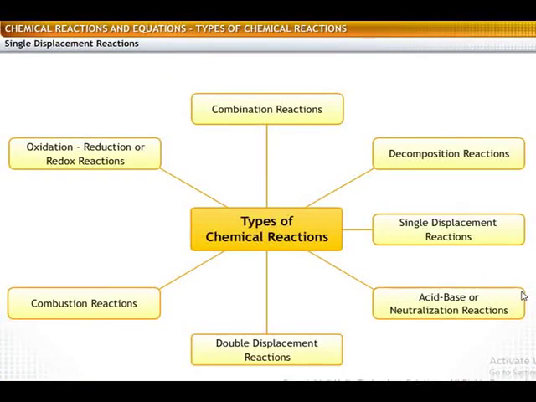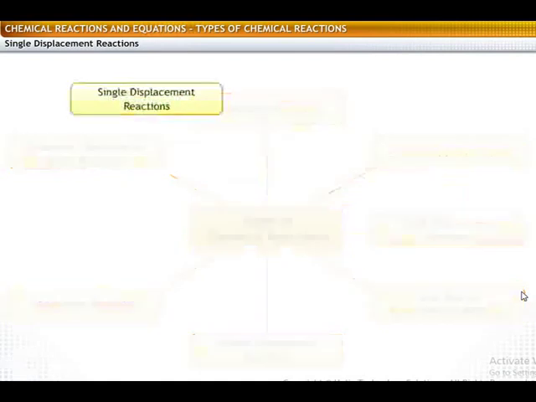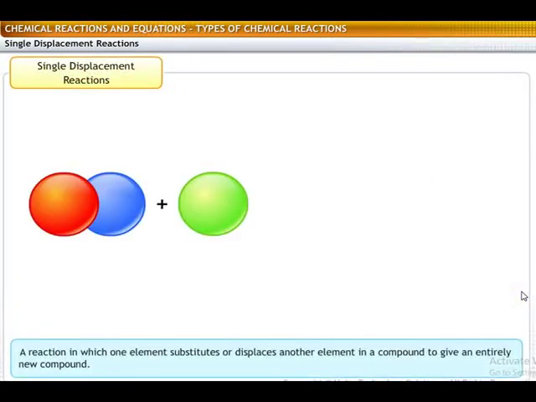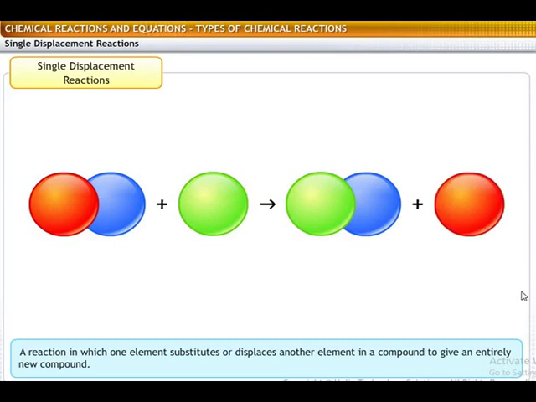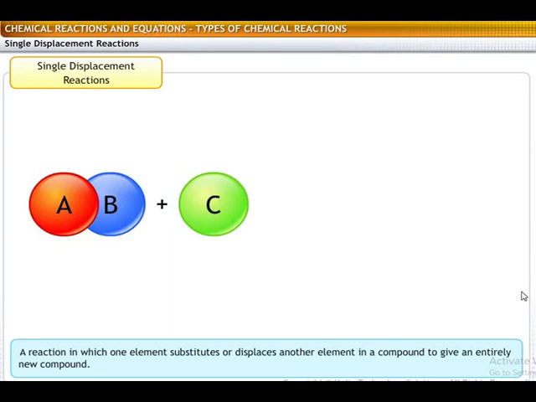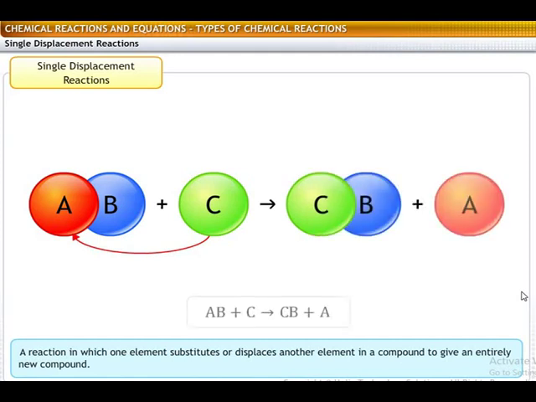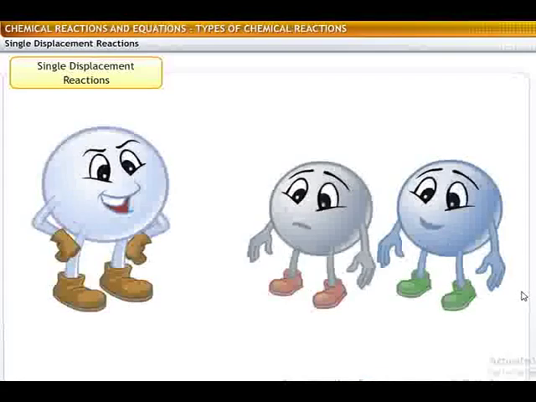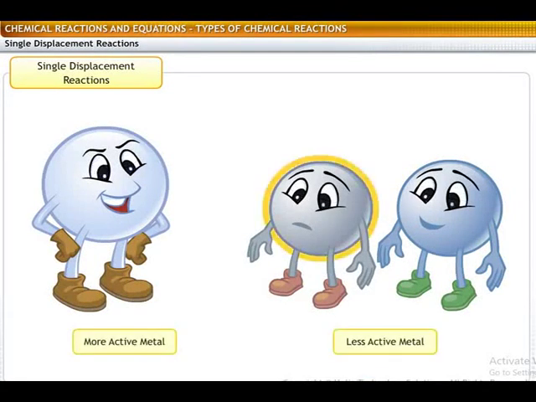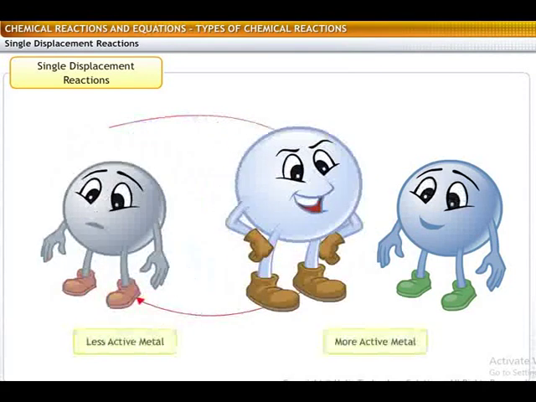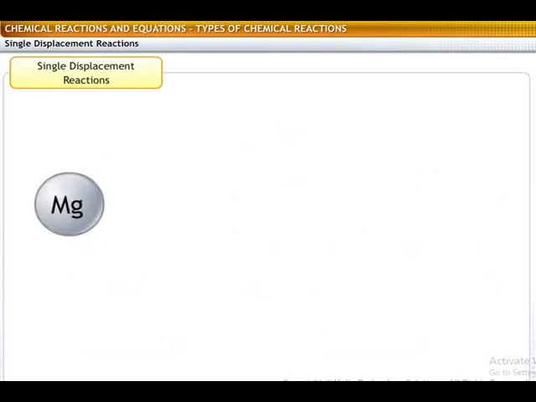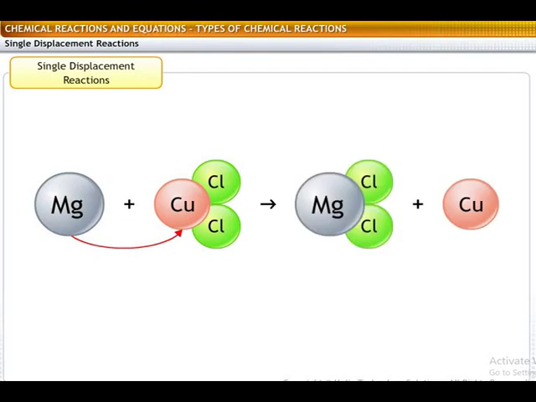Now let us look at the displacement reaction, beginning with the single displacement reactions. A single displacement reaction is a reaction in which an element reacts with a compound to substitute or displace an element in that compound. The result is a new compound. The general form of the reaction is written as C displaces A in AB to form CB and A. Generally, in a single displacement reaction, a less active metal is displaced by a more active metal. For example, in the reaction of magnesium with copper chloride, magnesium takes the place of copper to form magnesium chloride.